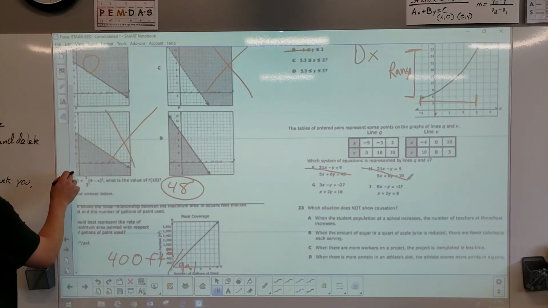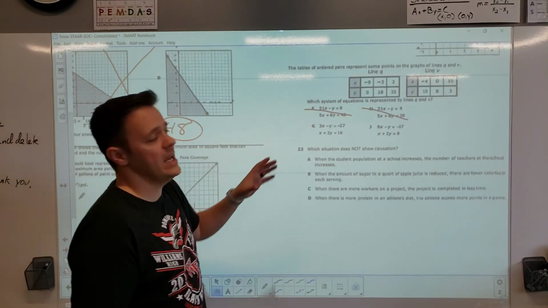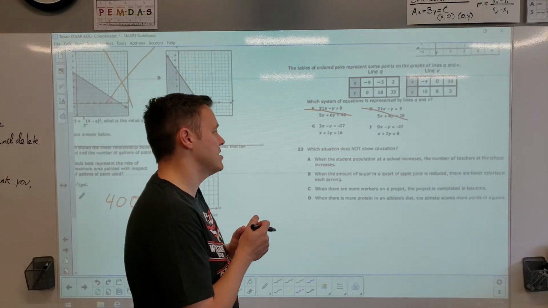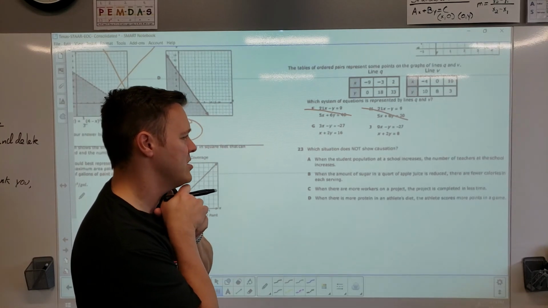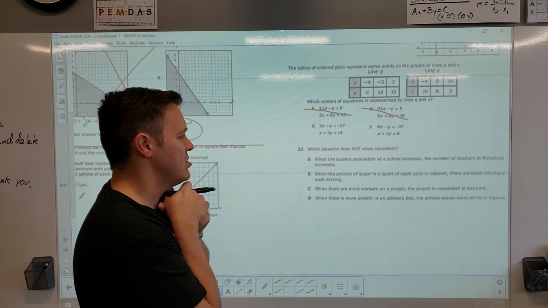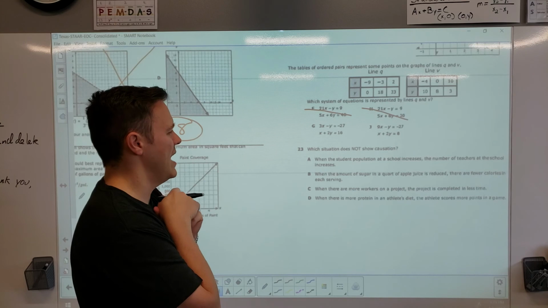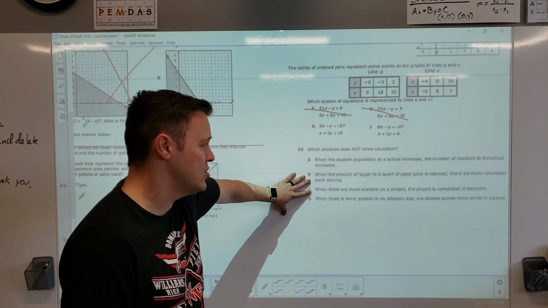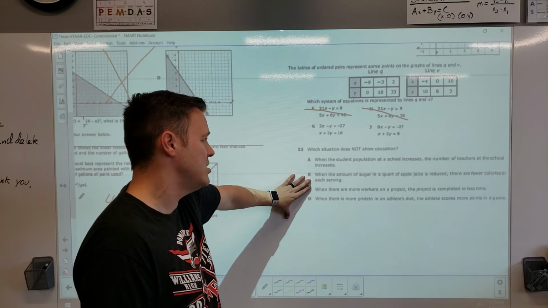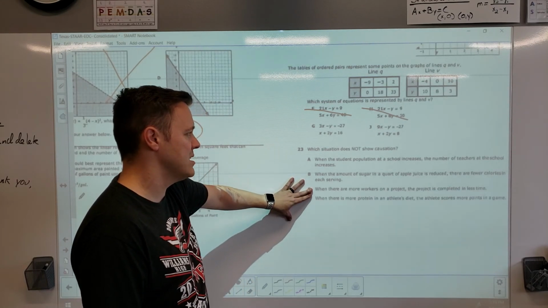Which situation does not show causation? I hate these problems, and I know you guys do as well, okay? Which situation does not show causation? When the student population of the school increases, the number of teachers of the school increases. All right, that is a cause. When the amount of sugar in a quart of apple juice is reduced, there are fewer calories in each serving. When there are more workers on a project, the project is completed in less time.